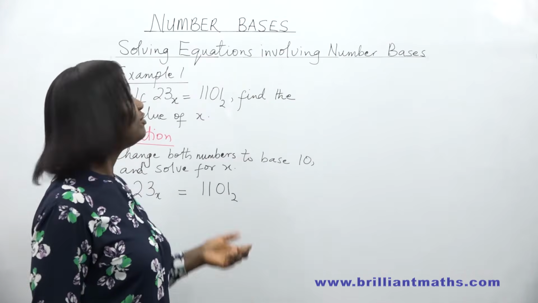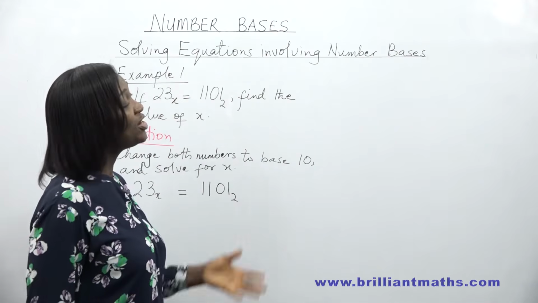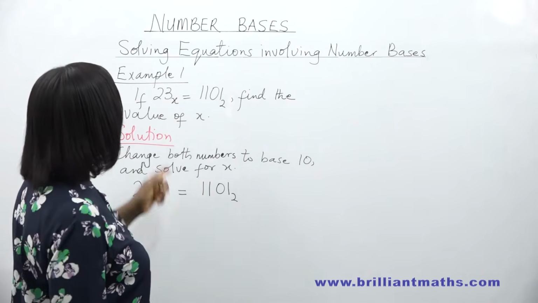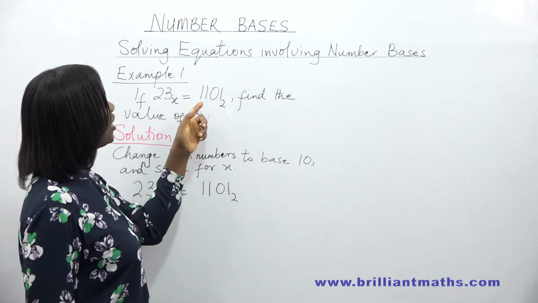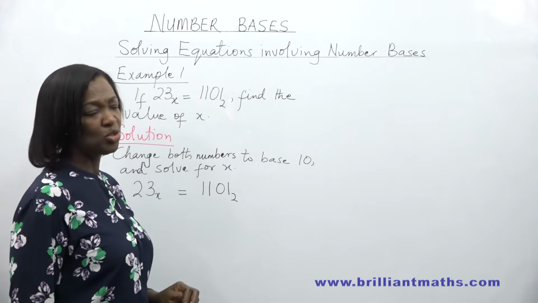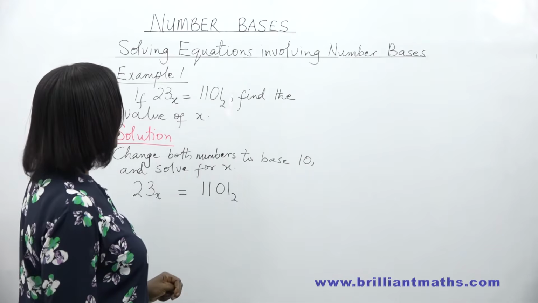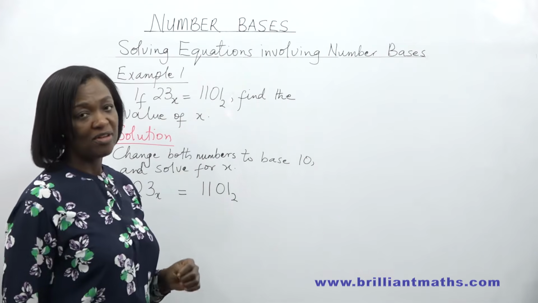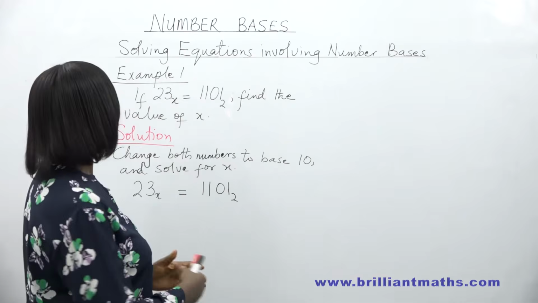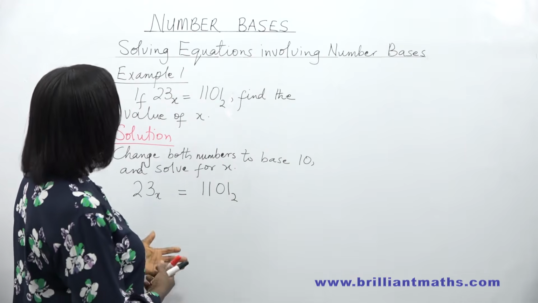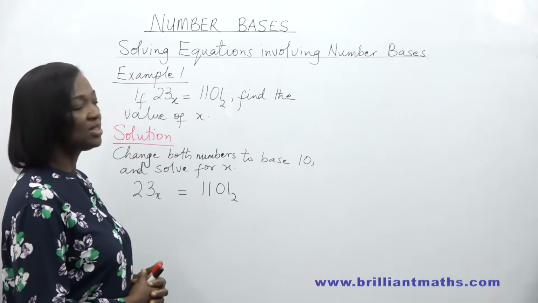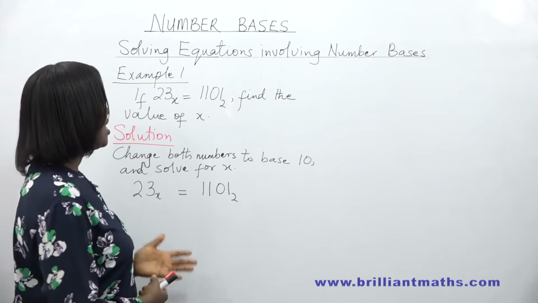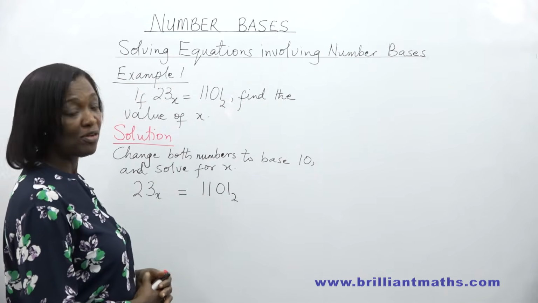Here we want to solve equations involving number bases. 23 base x is equal to 1101 base 2. Find the value of x. Solution. What you need to do is change both numbers to base 10, then you solve for x.